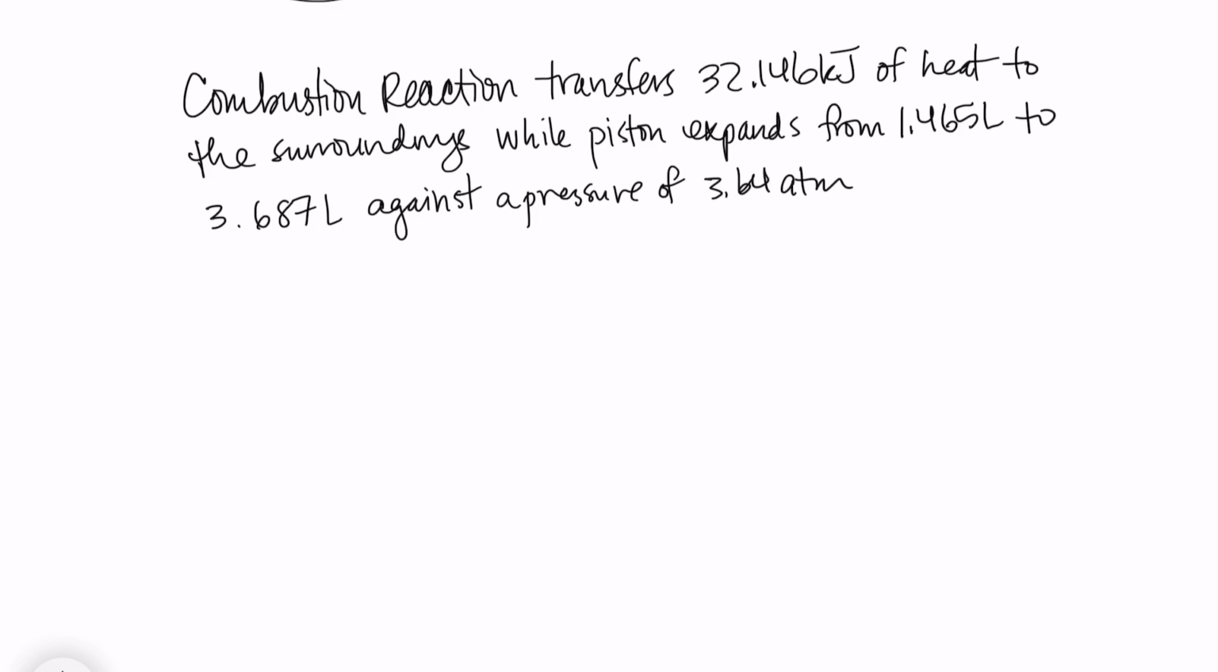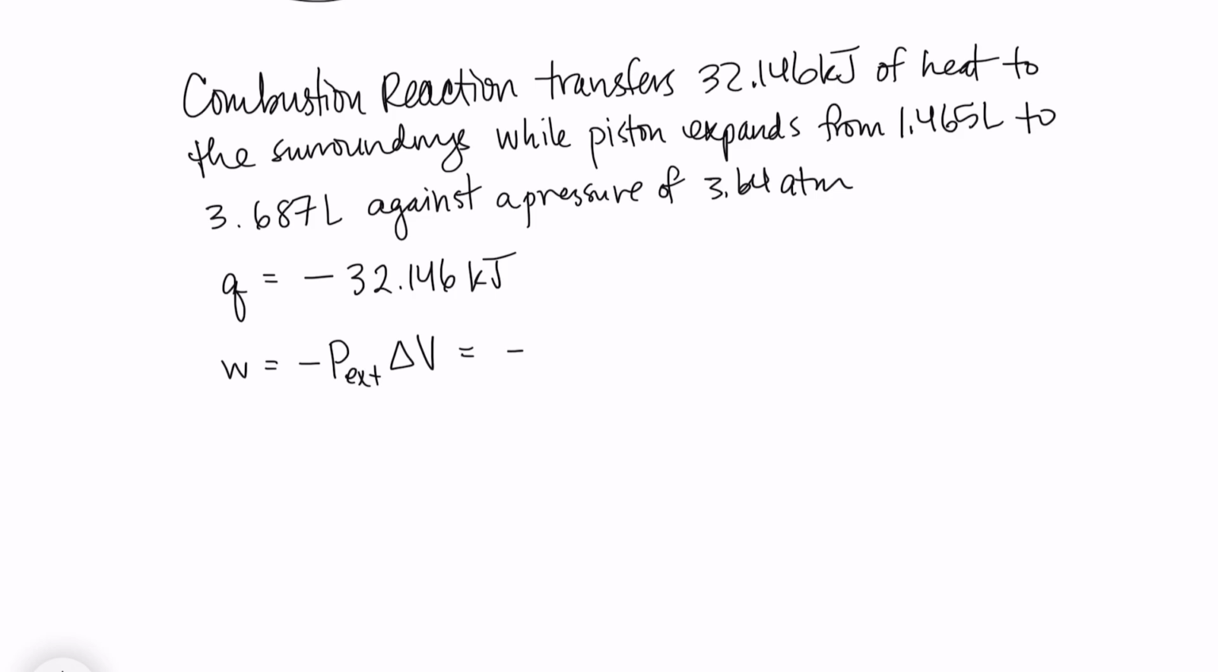Okay, so they've given me some information about heat and some information about work. What I'm going to do is think about those two things separately, and then we're going to add them together to get our total delta E. So the first thing is they told me about Q, and they were pretty straightforward here. They said that 32.146 kilojoules of heat is transferred to the surroundings, meaning it's leaving the system. So that's going to be negative 32.146 kilojoules.